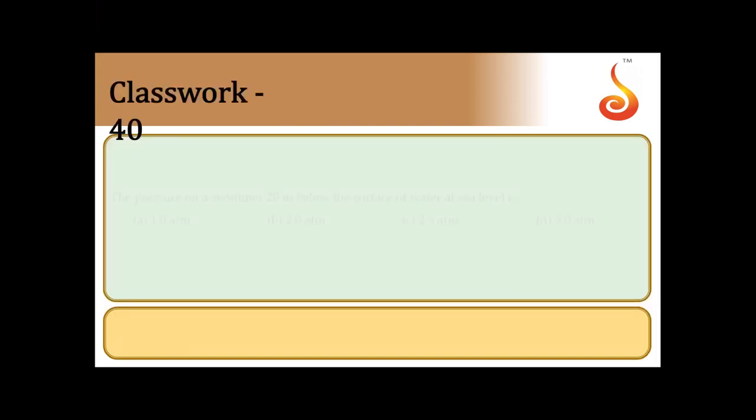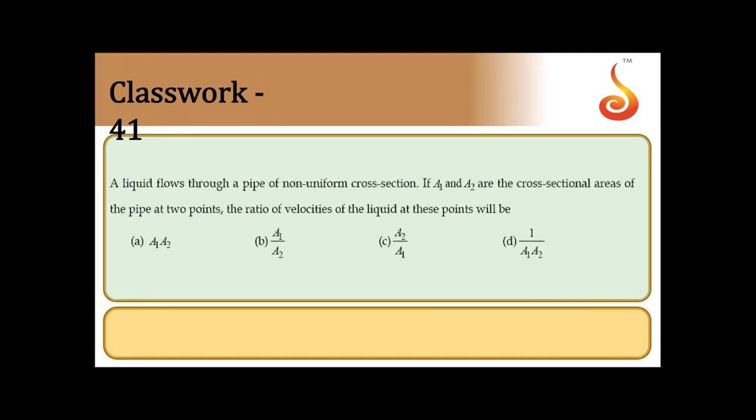Yes, we shall move on to next one. Yes, now we have problem on fluid dynamics. A liquid flows through a pipe of non-uniform cross section. If A1 and A2 are the cross-sectional areas of the pipe at 2 points, ratio of velocities of the liquid at these points will be. So A1 and A2 are the cross-sectional areas. What is the ratio of their velocities?